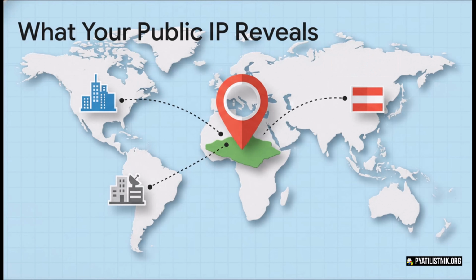Okay, let's be super clear here. Your public IP address does not reveal your name, your exact street address, or your phone number, but it does give away your general location, usually your city or region, and who your internet service provider is. This is exactly how streaming services know to show you content that's only available in your country, or how a website can automatically show you the weather for your city.